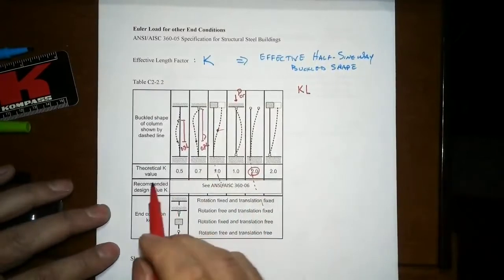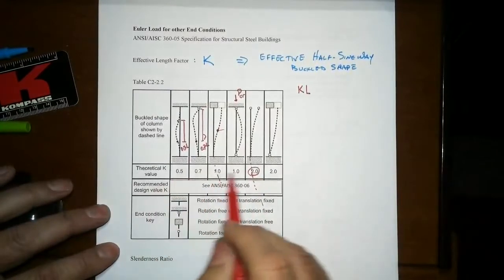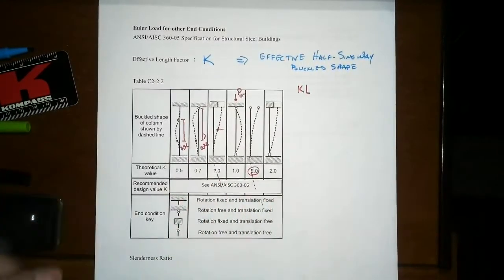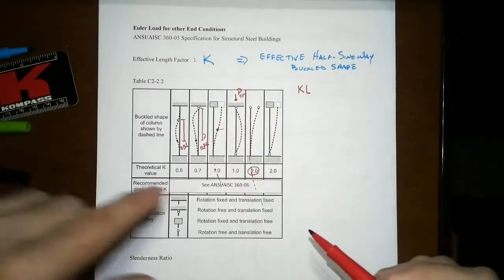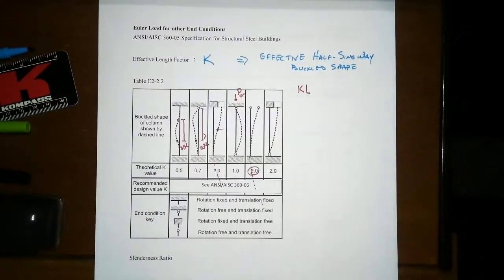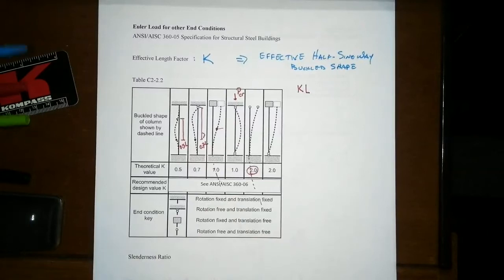Now, in real practice, what you do is you take these theoretical values and you adjust them for a design value to reflect that you're not going to have any of these idealized conditions in your real structure, but you'll learn about that in your actual design class. We'll stay with the theory for now.